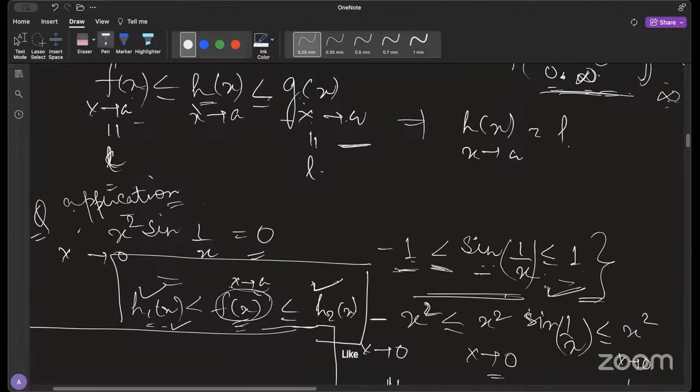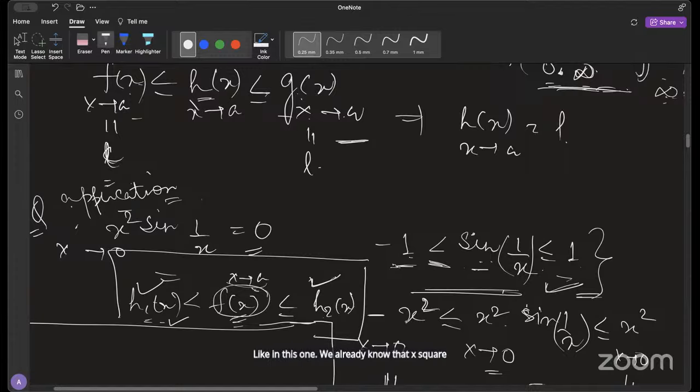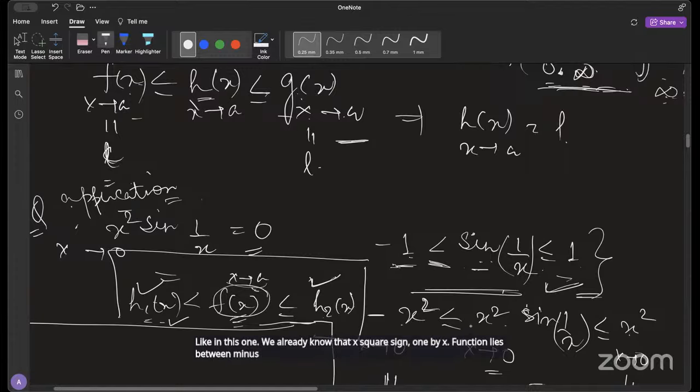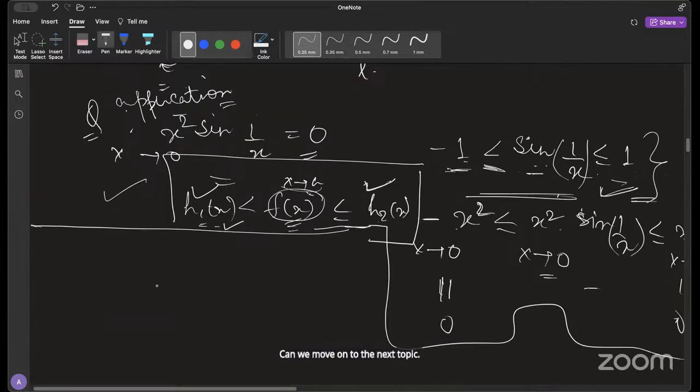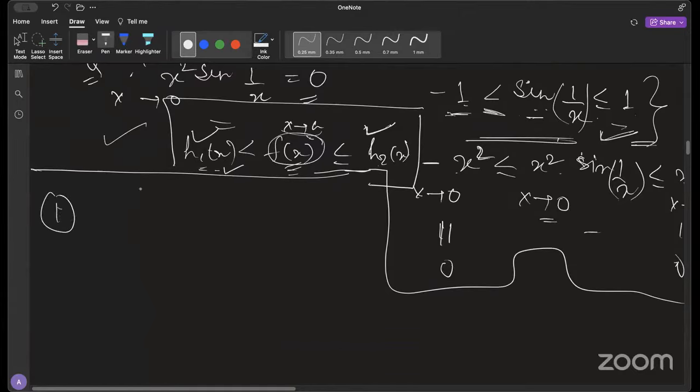Like in this one, we already know that the x square sine 1 by x function lies between minus x square and x square, right? If you're able to do things like this, then you can use it, and you won't be needing to use such things. This is something that you should know. Can we move on to the next topic? Let's do some examples then.